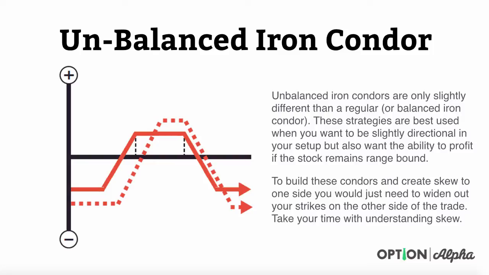Now, to build these condors and create skew to one side, you just need to widen out your strikes on the other side of the trade. So again, if you want to create skew to the bottom side of your trade, you would widen out the strikes on the top side. If you want to create skew to the top side, or to the call side, you widen out the strikes on the bottom side, or the put side. Now again, take your time in understanding these, and hopefully this video is going to be a great guide for you.